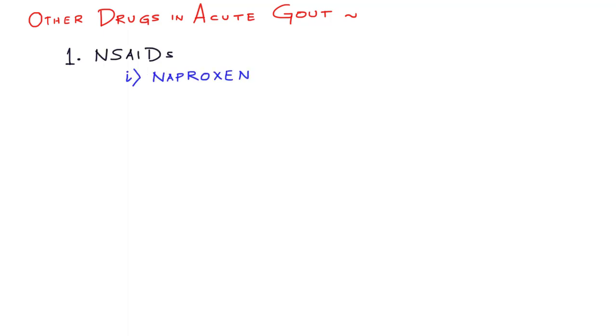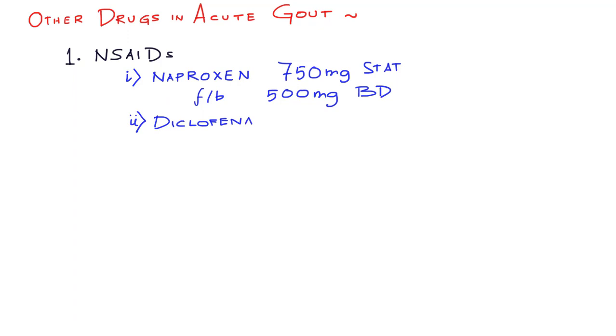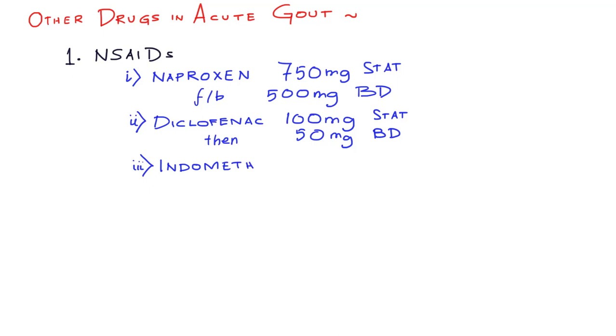Other commonly used drugs for management of acute gout include obviously the non-steroidal anti-inflammatory drugs like naproxen, which can be given 750 mg as a starting dose, followed by 500 mg twice daily orally. Other than that, the common anti-inflammatory agent diclofenac can be given 100 mg starting dose, followed by 50 mg twice daily orally. And finally, we can also try indomethacin, though it is less acceptable to the patient or less tolerated. The dose of indomethacin would be 75 mg at the start, followed by 50 mg thrice daily.